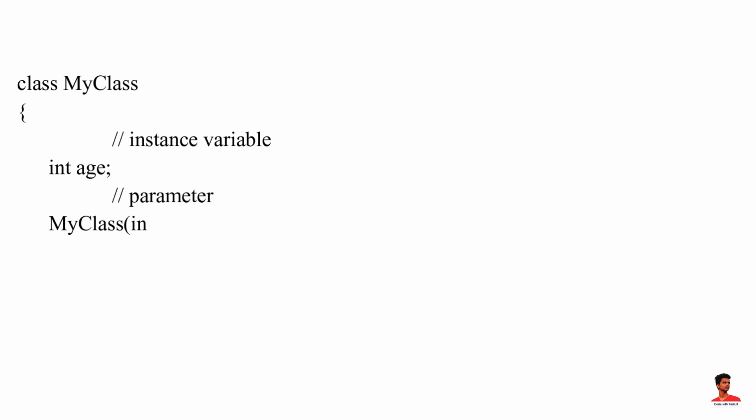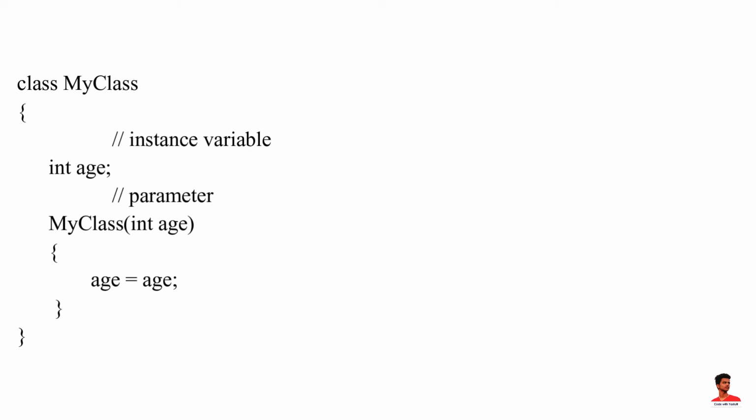In Java, it is not allowed to declare two or more variables having the same name inside a scope. However, instance variables and parameters may have the same name. For example, in this example, the instance variable and the parameter have the same name age. Here, the Java compiler is confused due to the name ambiguity. In such situations, we use this keyword.